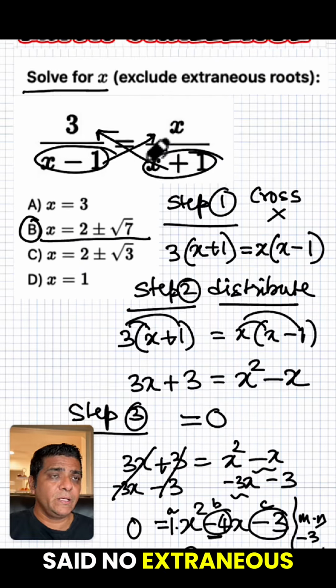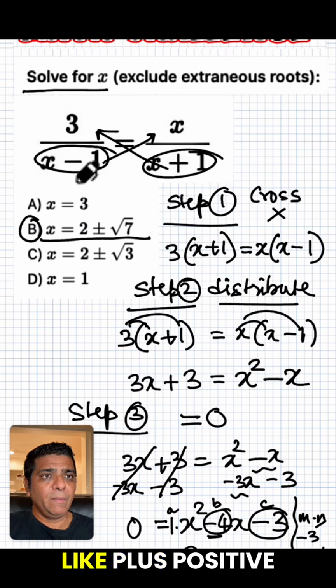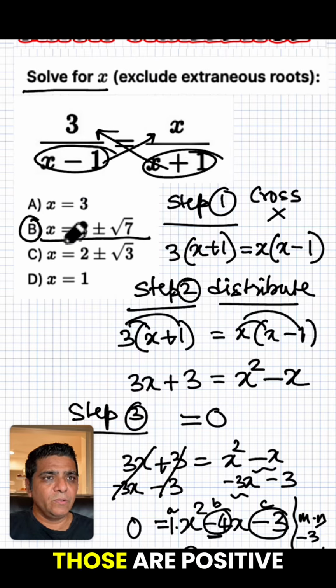And remember, it said no extraneous roots, which means we cannot include stuff like positive 1 here or negative 1, but none of those are positive 1 or negative 1.